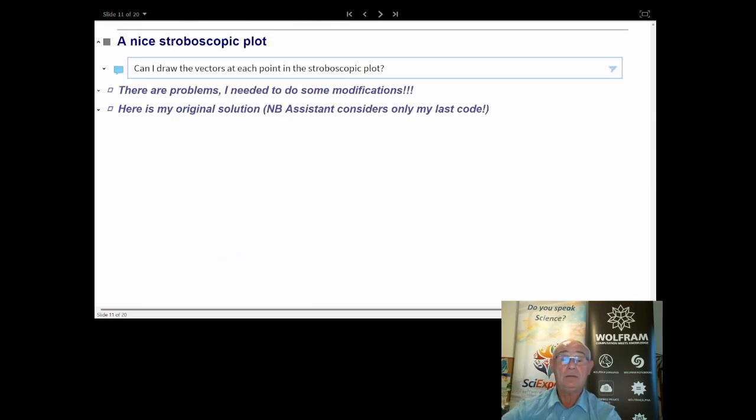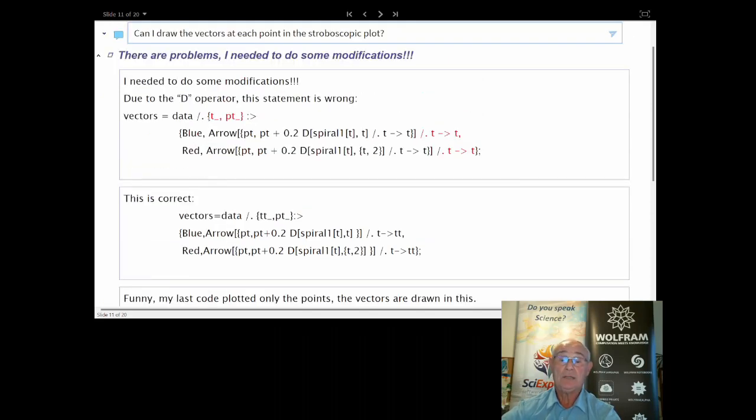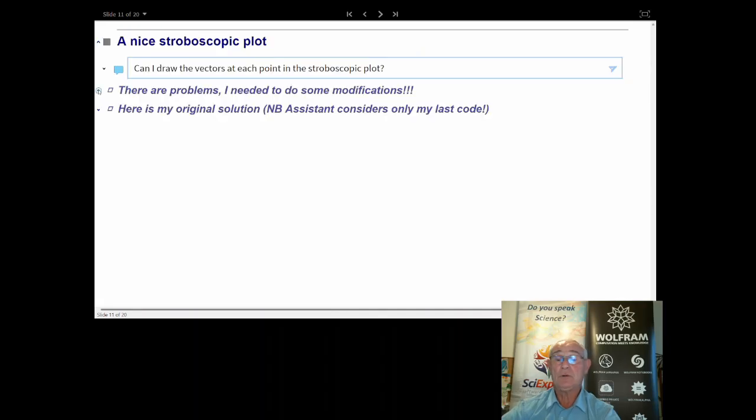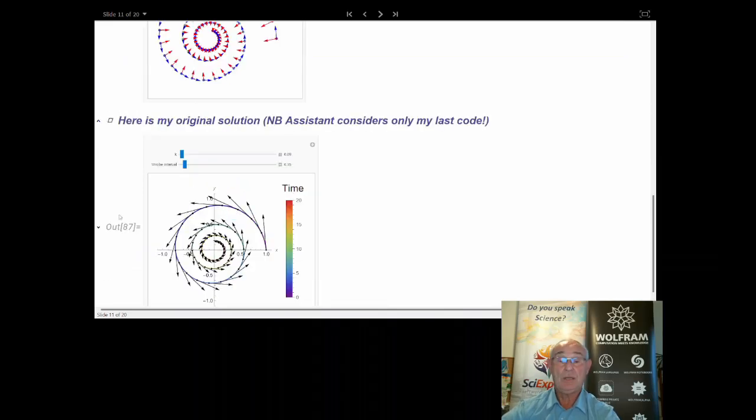Now again, dealing with the stroboscopic plot, I would like to draw the vectors at each point. The answer given by the Notebook Assistant contains some errors. I explained them here. There are some simple technical syntactical errors, and then after the corrections I obtained this result. Only the vectors and the points in the stroboscopic plot are plotted here, and my original solution before knowing anything about the Notebook Assistant is here.